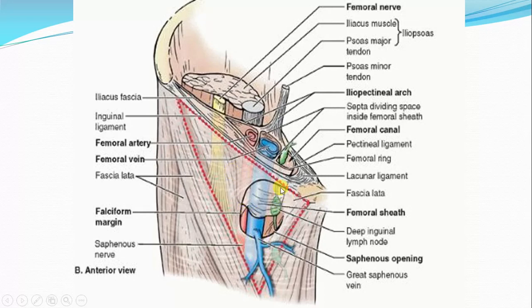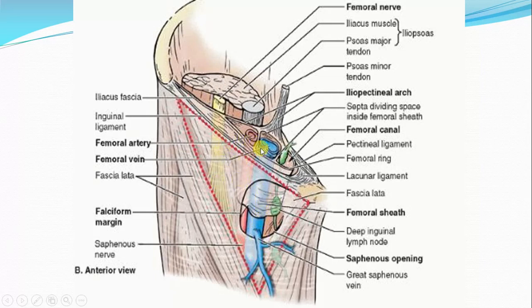Here in the contents, you see the saphenous opening. You can recall that this is the opening where the great saphenous vein opens into the femoral vein. Where will you find it? You will find it 4 cm lateral to the pubic tubercle and 4 cm below the inguinal ligament, and it is covered by the cribriform fascia, connective tissue. Here are shown the falciform margins. Here is the saphenous opening.